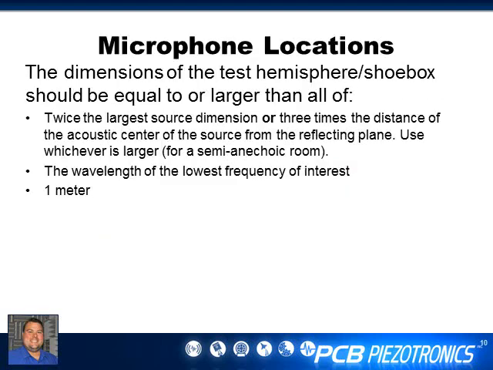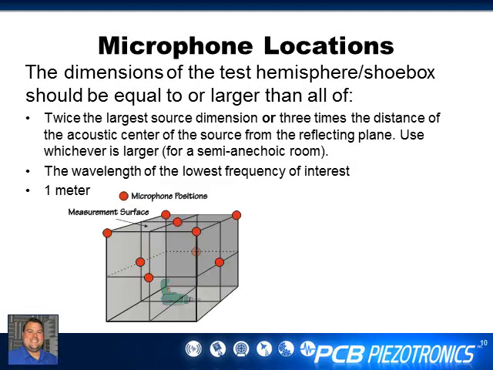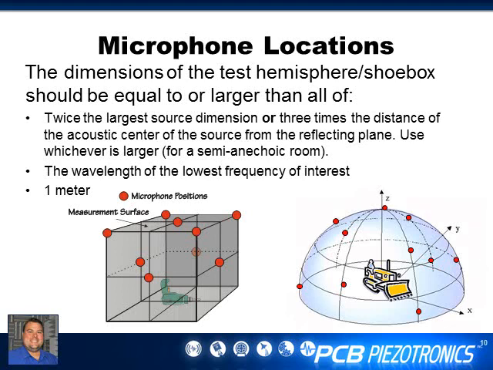The dimensions of these, actually, there's no guessing. They're straight up stated in the standards. These are the numbers you pick from. You either have to be twice the largest source dimension, so that means from corner to corner, or 3 times the distance of the acoustic center of the source from the reflecting plane. So if you've got a really tall source, like a machine, that's how far you have to be 3 times that distance from the source when you're measuring.